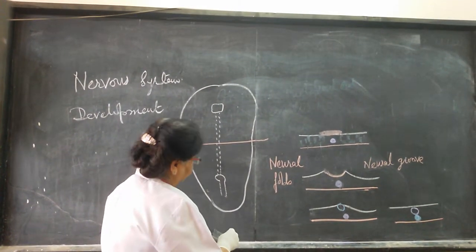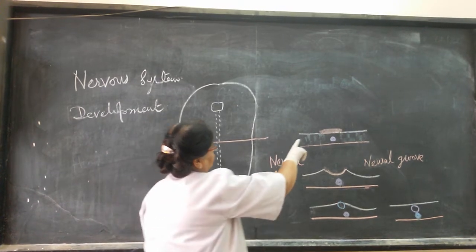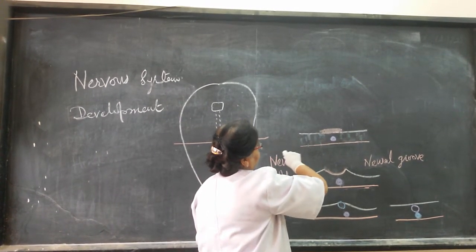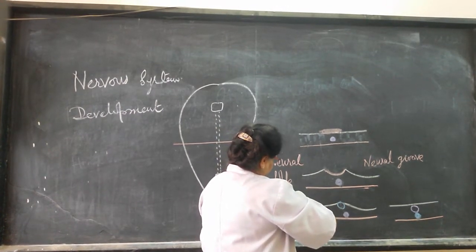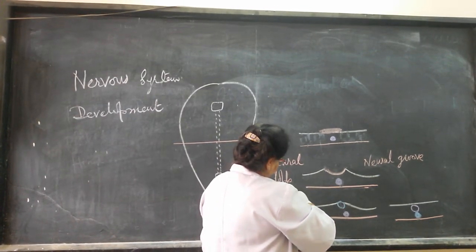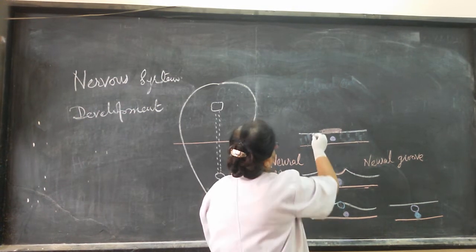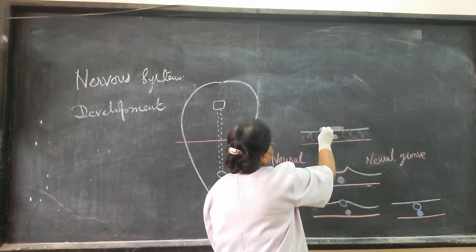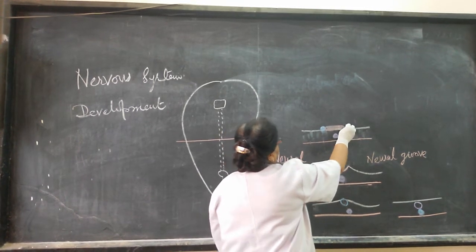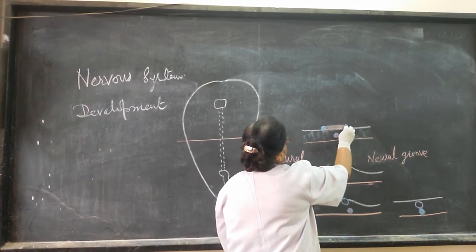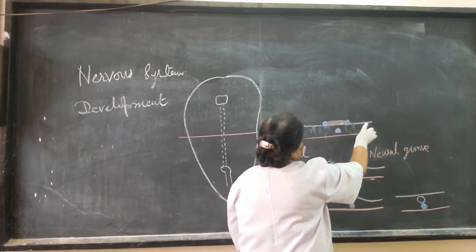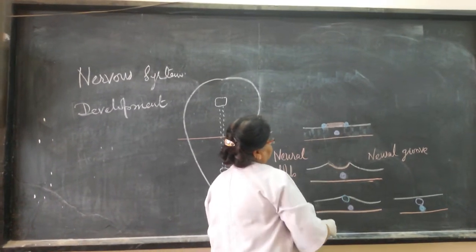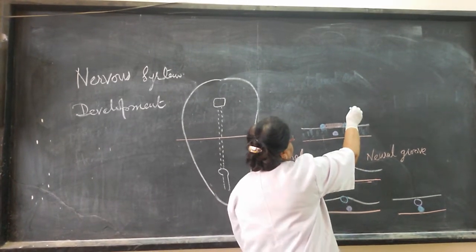Now, at the junction of the neural plate and the general ectoderm, the tissue differentiates and forms the neural crest. These are clusters of cells present at the junction of the neural plate and the general ectoderm. These clusters are known as the neural crest.